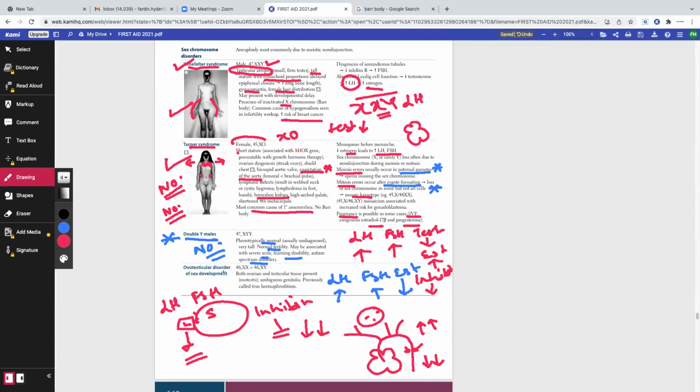Next one is ovotesticular disorders of sex development. What is ovotesticular disorder of sex development? This is called true hermaphroditism.